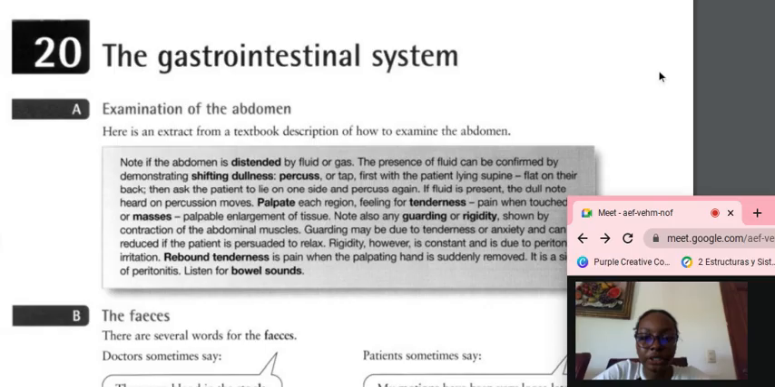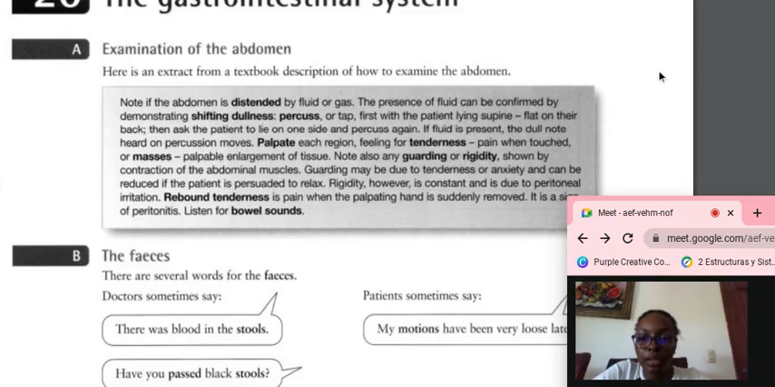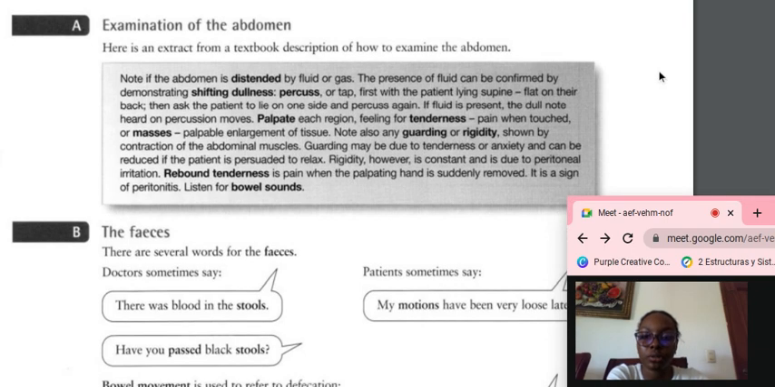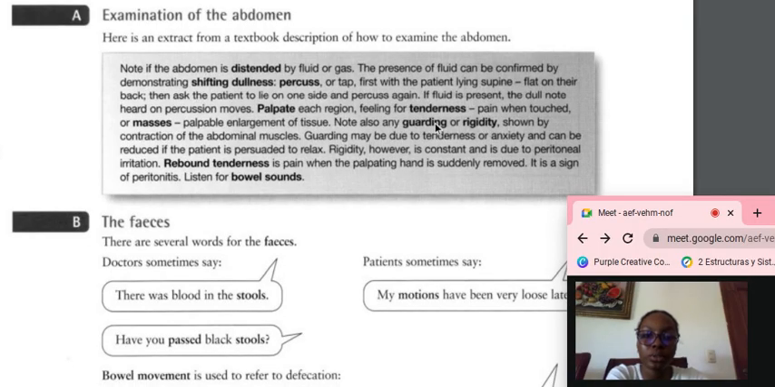Palpate each region, feeling for tenderness, pain when touched, or masses, palpable enlargement of tissue. Note also any guarding or rigidity. Shown by contraction of the abdominal muscles, guarding may be due to tenderness or anxiety and can be reduced if the patient is persuaded to relax.